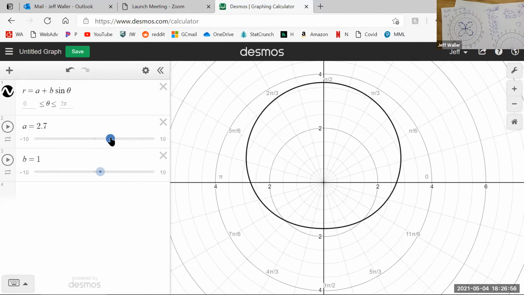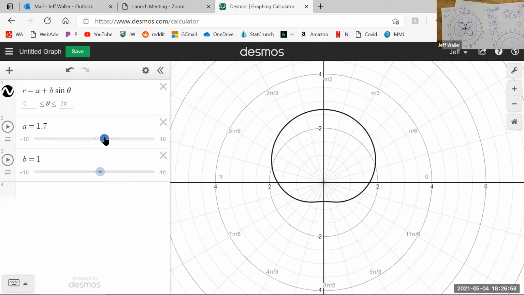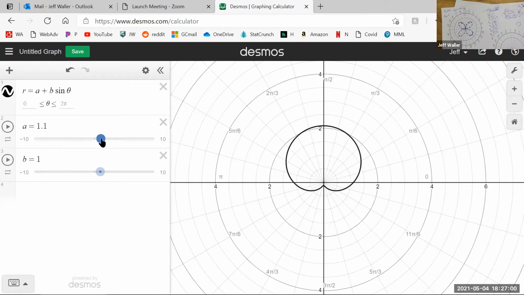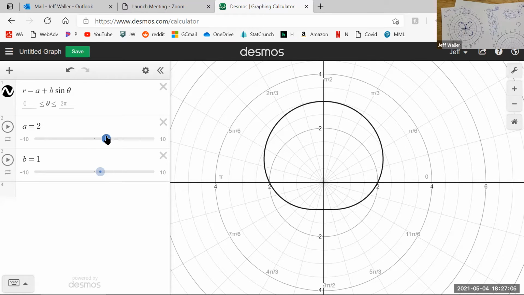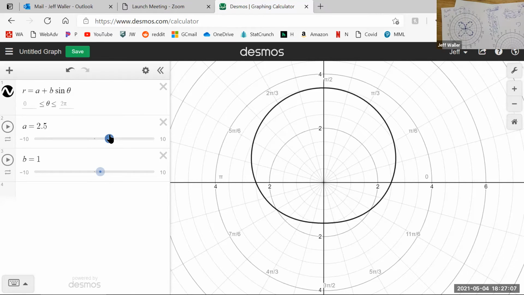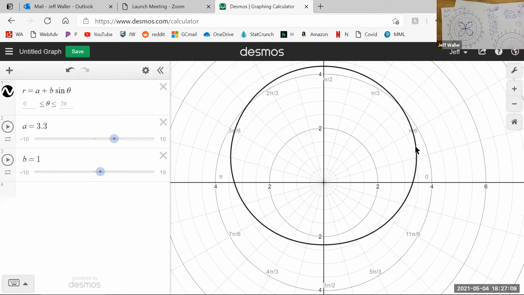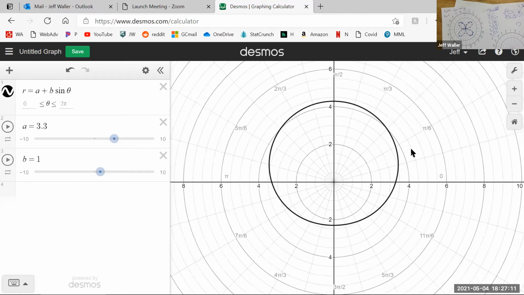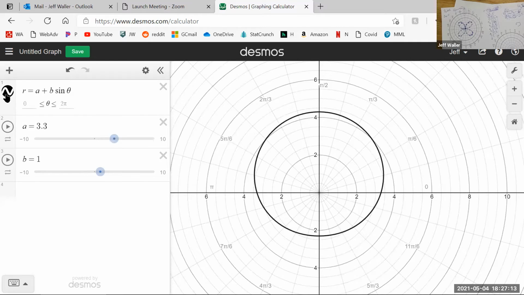When I make a bigger, how would you guys characterize it? There's an obvious thing: if I make a bigger, the whole thing gets bigger. But can somebody be a little more specific about what happens when a gets bigger? The shape changes, becoming more what? Circular. I like it.